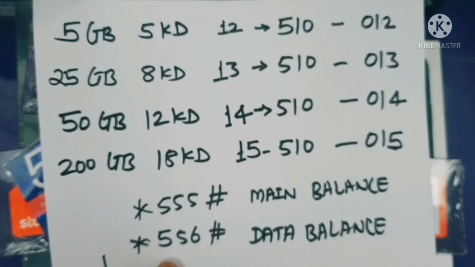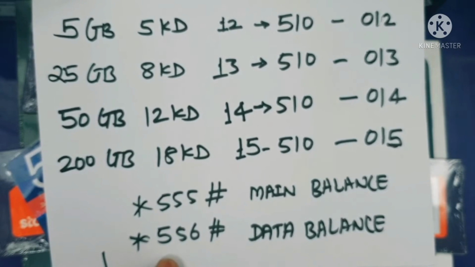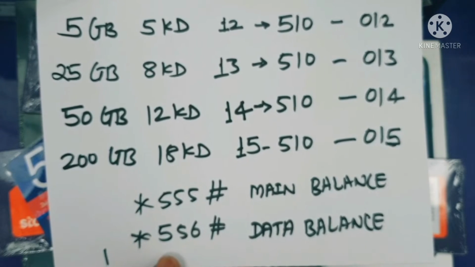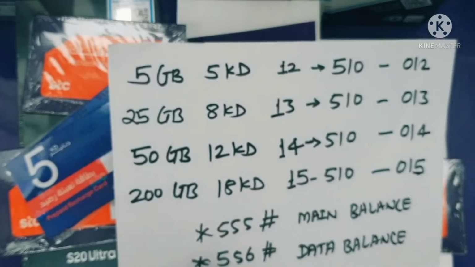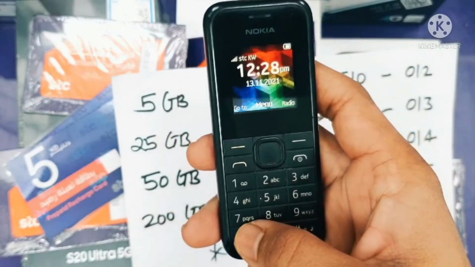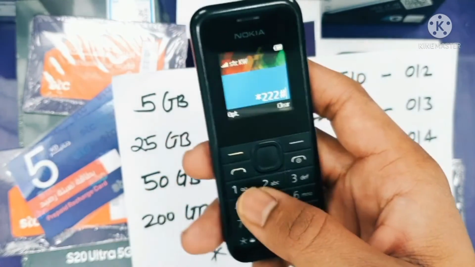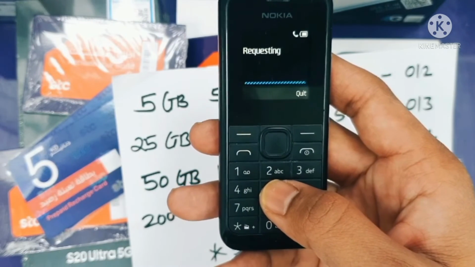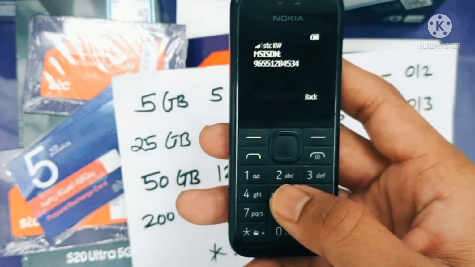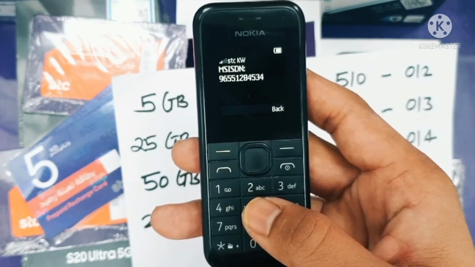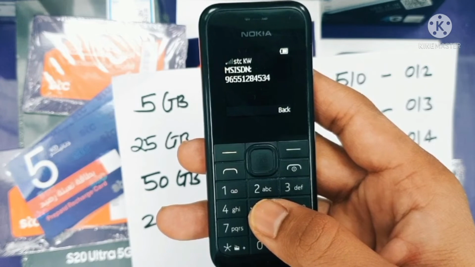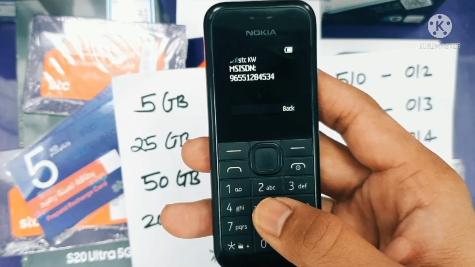Now we are showing you about the STC application, how to activate the STC application and how to use it. For that, first you need to have your mobile number. So first you have to dial star 222 pound, and once you dial, it will show you your mobile number. Note down this mobile number on paper or notes and keep it, because we need it while activating STC.